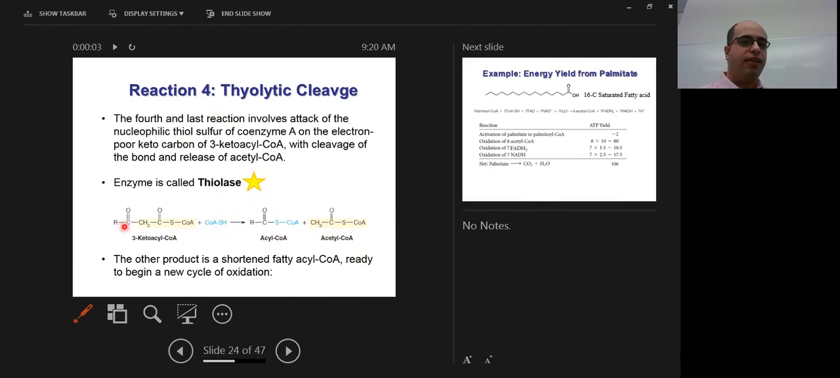So here we see that we start off with this 3-ketoacyl-CoA. So we have these 2 ketone groups right there, where this is the original carbonyl carbon, and this is our new one on the beta carbon.